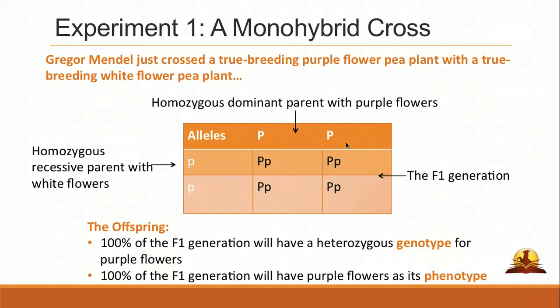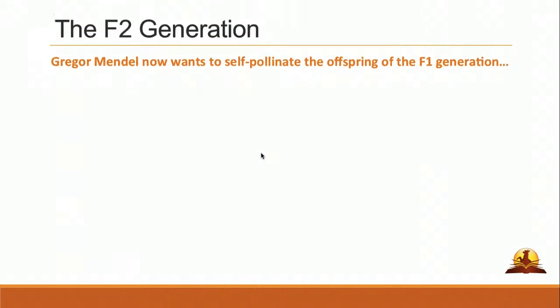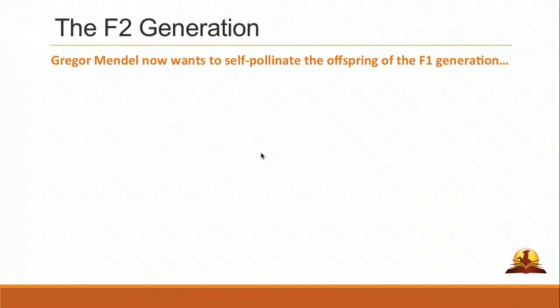phenotype we haven't talked about yet. Phenotype is what is actually being expressed. So genotype is capital P, little p. Phenotype is purple. Okay, so phenotype is what you actually see. Genotype is what you actually have. What alleles do you have? So he said to himself, now, what if I cross the offspring of the F1 generation?